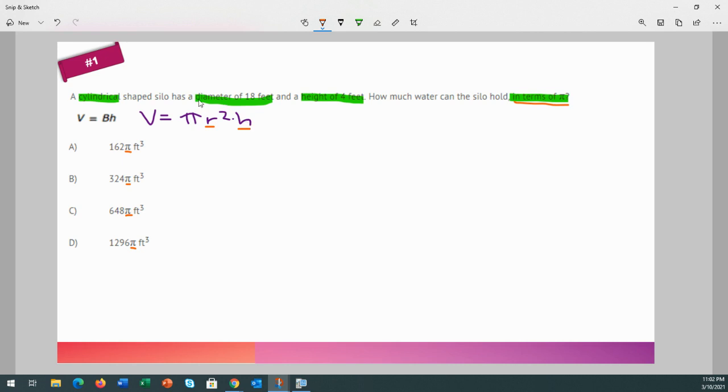All right, so what's the radius? Yikes, they gave us the diameter. The diameter is all the way across the bottom of that cylinder. I only need the radius. I only need half of that. So for my formula, I need to take half of 18, which is 9.